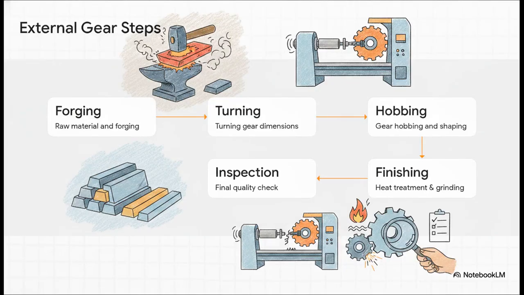So let's look at how external gears are actually made. It's a very standard, well-established process. You start with raw material selection and forging to get the basic shape. Then comes turning on a lathe to get the dimensions exactly right. Next up is gear hobbing, which is this highly efficient way to cut teeth onto the outside of a cylinder. That's followed by shaping, heat treatment to harden up the metal, precision grinding for a nice smooth finish, and finally, a quality inspection. It's a really straightforward, mass production-friendly process.